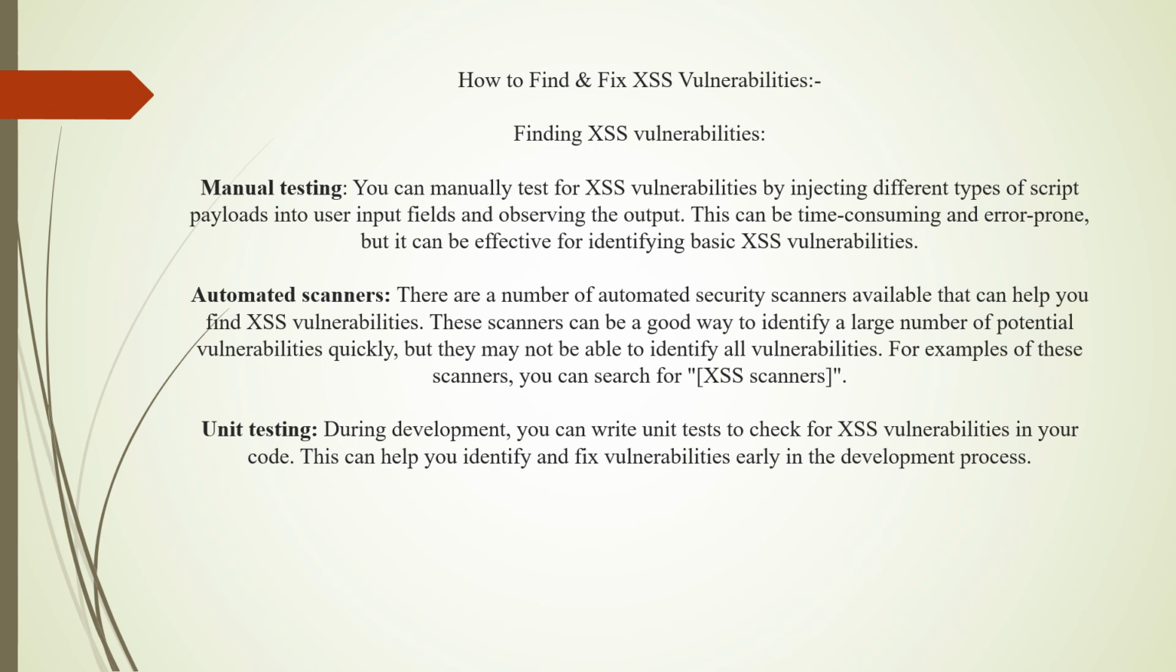We can also perform automated scans. There are a number of automated security scanners available that can help you find XSS vulnerabilities. These scans can be a good way to identify a large number of potential vulnerabilities quickly, but they may not be able to identify all vulnerabilities. You can search for XSS scanners. Then, unit testing: during development, we can write unit tests to check for XSS vulnerabilities in your code. This will help you identify and fix vulnerabilities early in the development process.